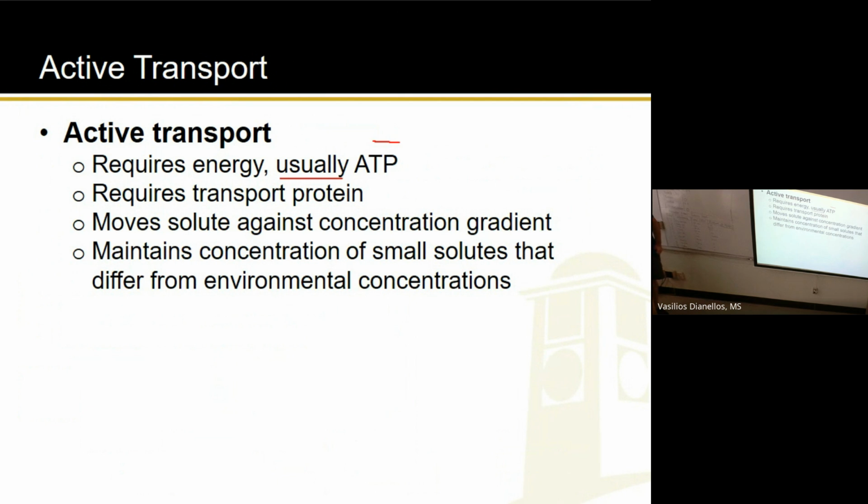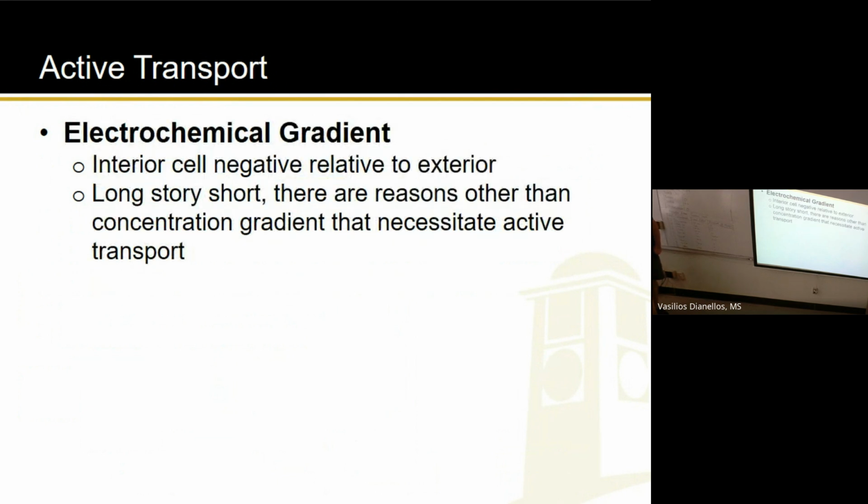All right, let's talk about this electrochemical gradient. Basically, and I'm not going to ask you this, but the interior of the cell is negative relative to the exterior. So your cells actually have a charge. Generally speaking, the inside is negative relative to the exterior. And again, I'm not going to ask you that, but now you know. So long story short, there are reasons other than the concentration gradient that necessitate active transport. It's the only reason I even included this, well, that and because it's in the textbook. So I'm not going to ask you about the electrochemical gradient. I just want you to know it exists.